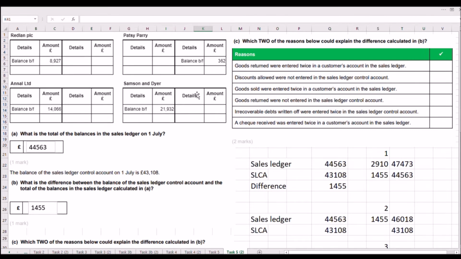Okay, so the total of those balances was 44,563, so those three added together minus that. And then this is the balance on the sales ledger control account here, so you see the difference is 1,455. Now, what we have over here are the reasons to explain the differences.